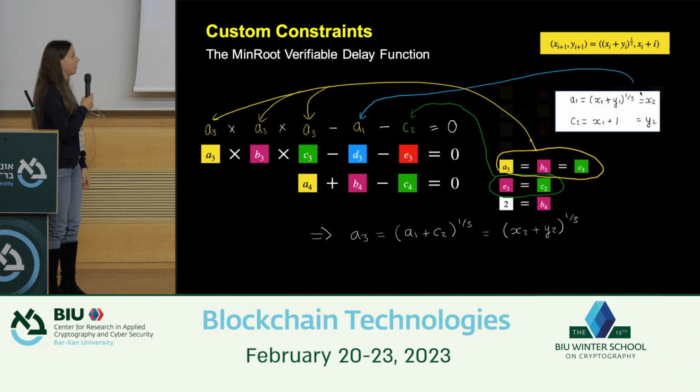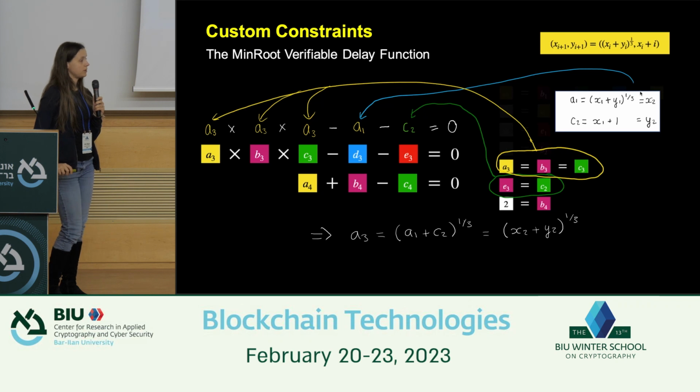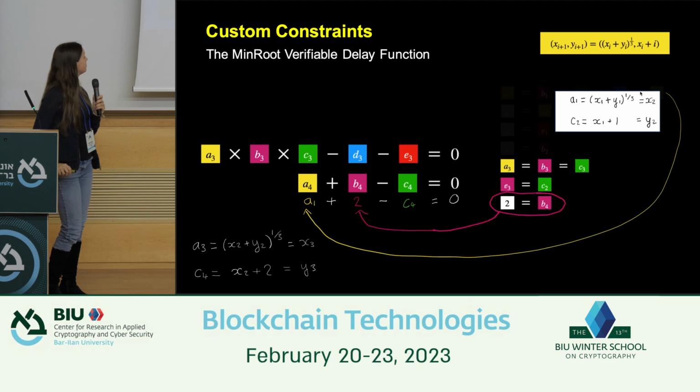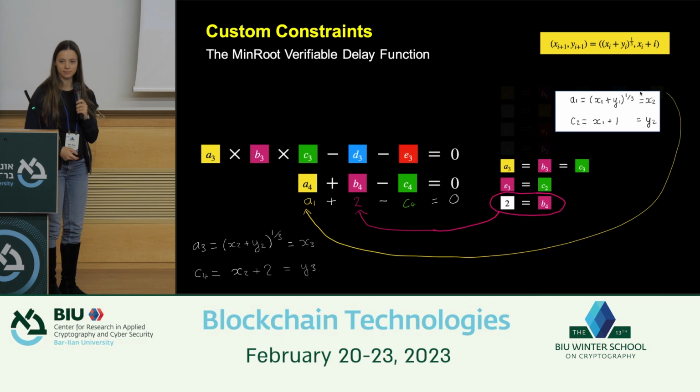We're going to end up with the a3 cubed. So this is, and we're going to minus a1. a1 is equal to x2. We're going to minus c3. c3 is equal to c2, which is equal to y2. And we have all of this is equal to 0, which means that a3 is equal to a1 plus c2 to the power of 1/3, which is equal to x2 plus y2 to the power of 1/3, which is exactly equal to your x3. Similarly, your c4 is now going to be equal to x2 plus 2. We're copying in the public value 2 here, which is then equal to y3.